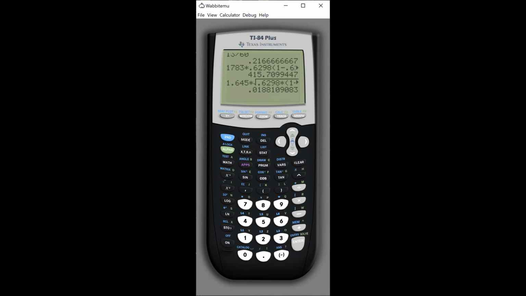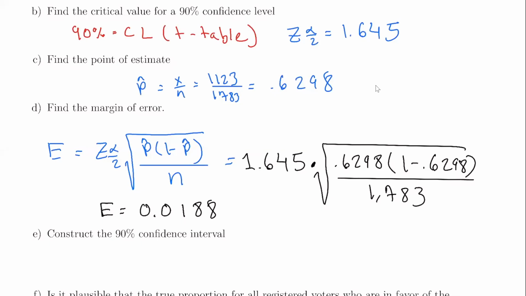All right, so up next we're gonna go ahead and do part E. Part E, if you look at it, says construct a confidence interval. So construct a confidence interval for the mean where you get the point estimate and where you add and subtract the margin of error. So we're gonna say p hat plus or minus margin of error. That translates over to p hat, which is 0.6298 plus or minus my margin of error. My margin of error in this case is going to be 0.0188. Any question on where I got 0.6298 plus or minus 0.0188?